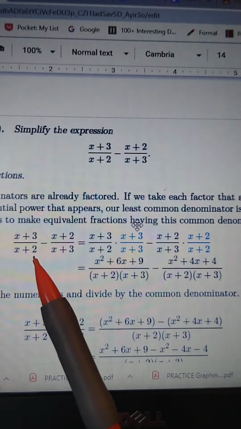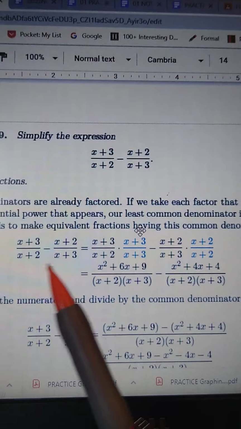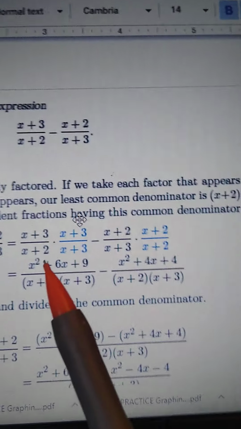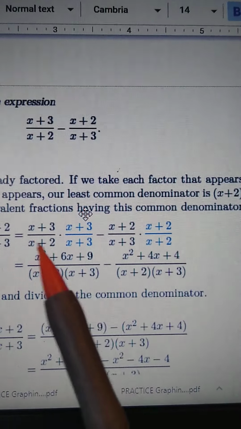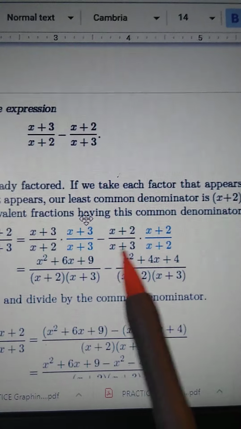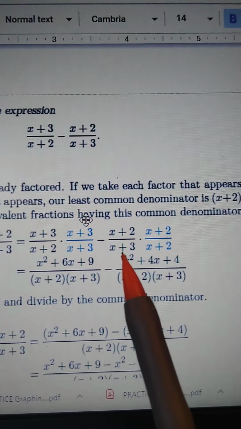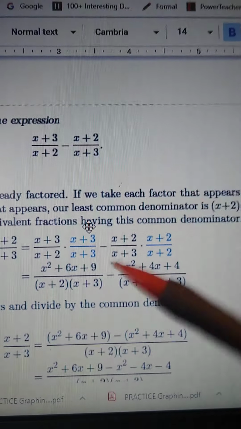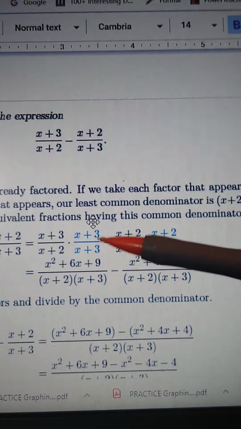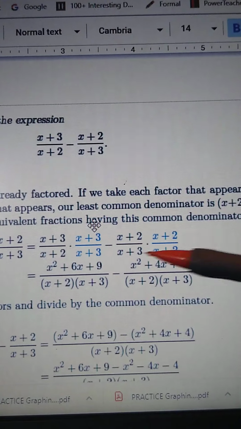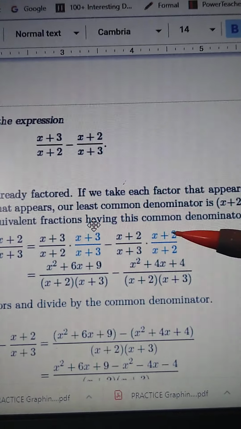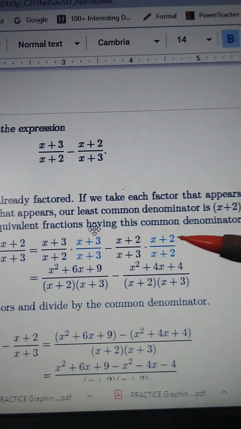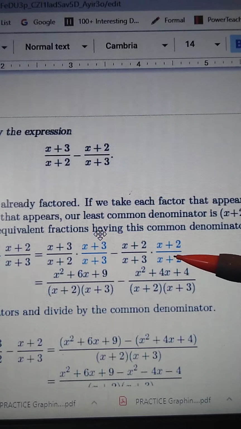The left fraction, in order for these two denominators to be the same, needs an x plus 3. So I'm going to give the left fraction an x plus 3 because that's what this denominator is. So we're basically using this denominator and multiplying it top and bottom on this side. We're going to make a common denominator by multiplying top and bottom by x plus 3. Over here needs the x plus 2 because that's what this denominator is. So we're going to multiply top and bottom by x plus 2.